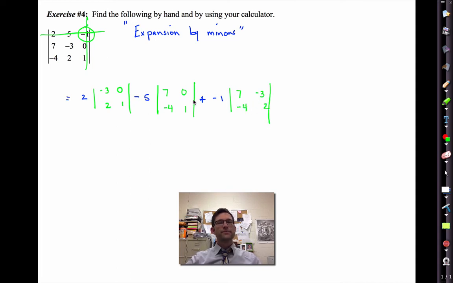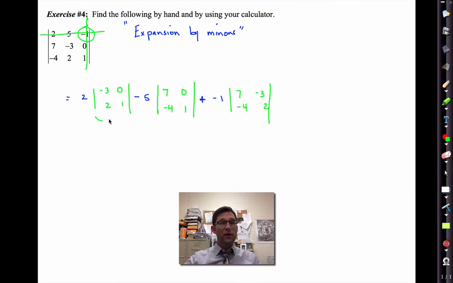So I alternate. Now, one of the things that's tricky is if you were to start with the second row, you'd have to start with -7, all right? And then plus -3, and then -0, all right? It's safest to just stick with the first row or the first column.